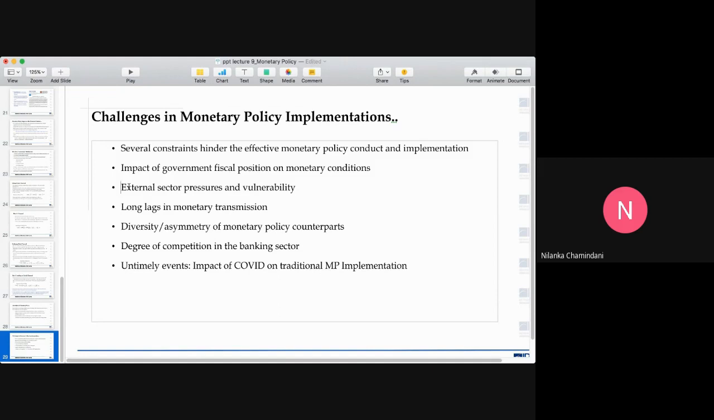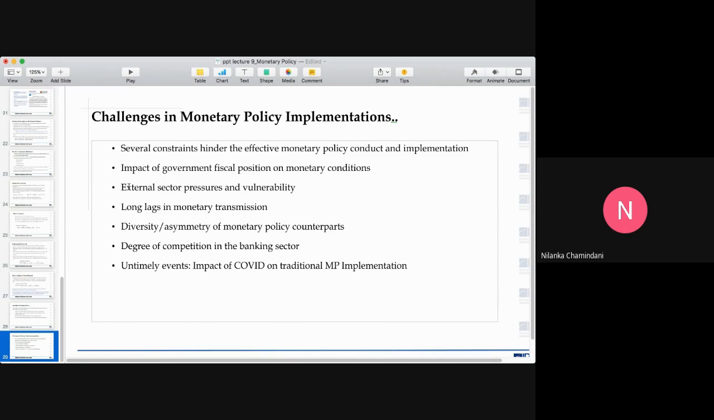Okay, the diversity and asymmetry of monetary policy counterparts is also there. Sometimes it can be information asymmetry, or the counterparts are not convergent, they are diversifying, so we cannot see market linkages. The market structure is also very important, as well as the sophistication level of the market, and the degree of competition in the banking sector. When we discuss the overnight markets, we can see that it is also a factor that can influence the short-term interest rate in the markets.